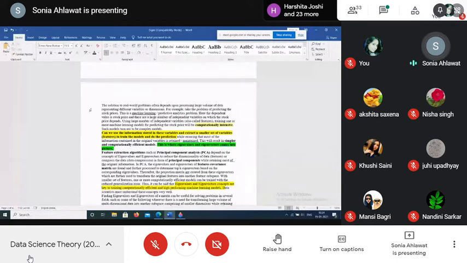For example, take the problem of predicting the stock price. Can anyone let me know what exactly we mean by stock price? Management, finance, stats. What is a stock price? What do we mean by stock price?